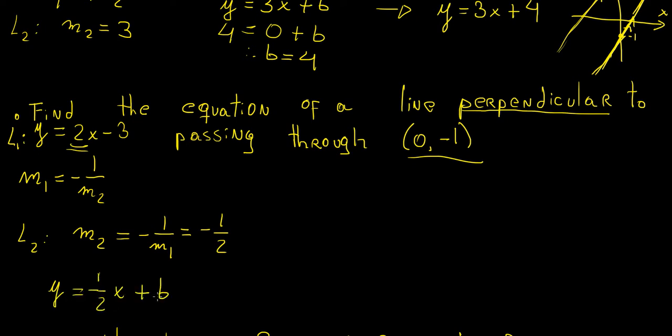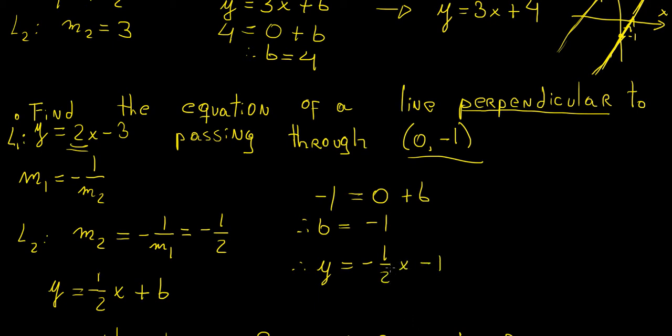x plus b. And now in order to find the y-intercept, we just plug in those values. So we're going to have 0 on the right hand side plus b, and then -1 over here. So b is going to be -1. Which leads us to the equation of the line, which is -1/2 x minus 1.